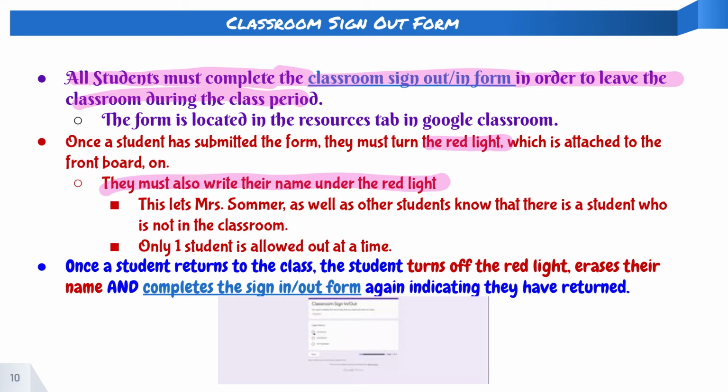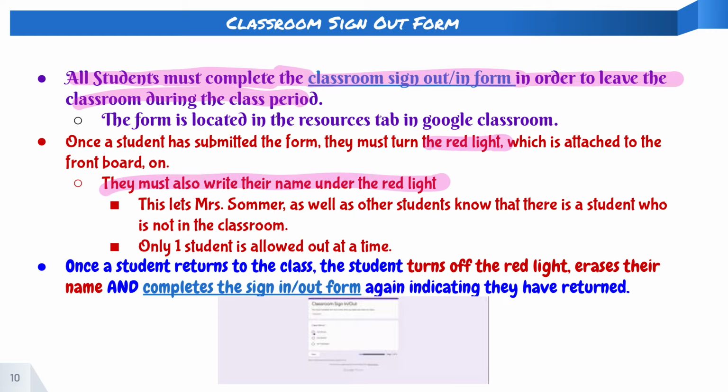By turning on the light and putting their name on there, it lets me and other students know that there's a student who's not in the classroom. That's for safety. I can immediately look and say, okay, Johnny's not here, but we just went into a lockdown situation. I need to notify campus security that this student is not here. Also, for other students, instead of them constantly asking me, can I go to the bathroom or who's out, they can look and immediately see that a student's out.